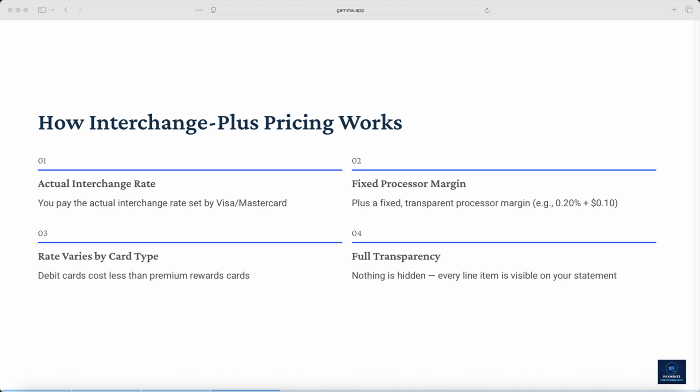This means your statement will have more line items, and it takes a little more effort to read, but every single cost is visible and accounted for. There's no spread, no hidden profit built into your rate. What you see is exactly what you pay.